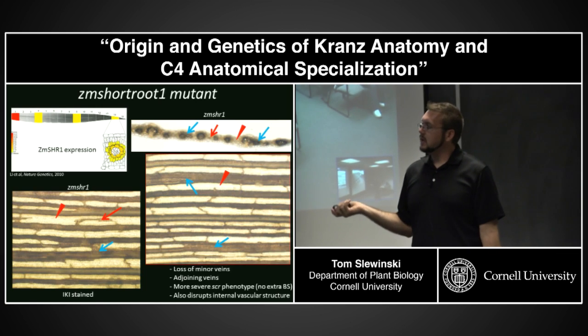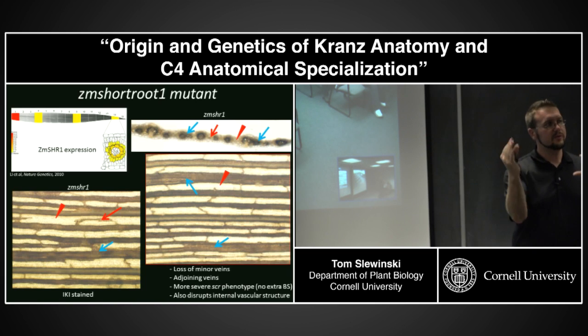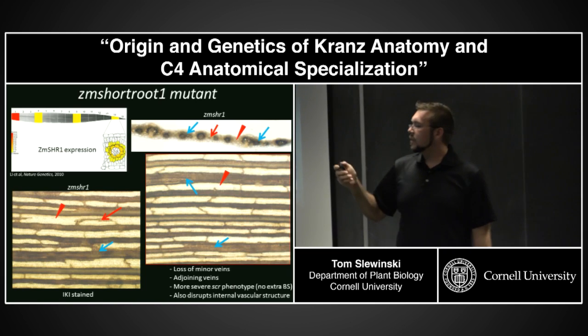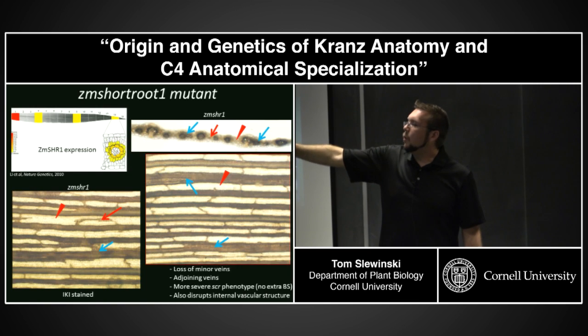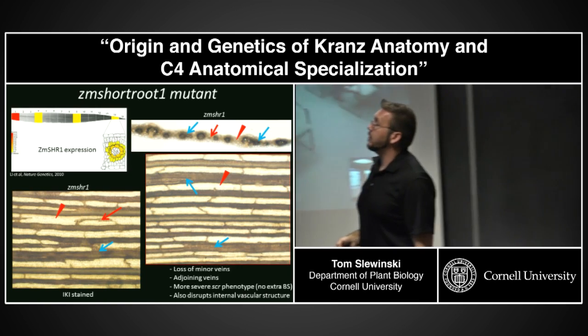The one thing we don't see is the extra bundle sheaths, because scarecrow is still operational there, so any signal still coming out can be stopped. So that's why it appears that these are more open as far as the vascular structure. So short root appears to have a conserved role as well.